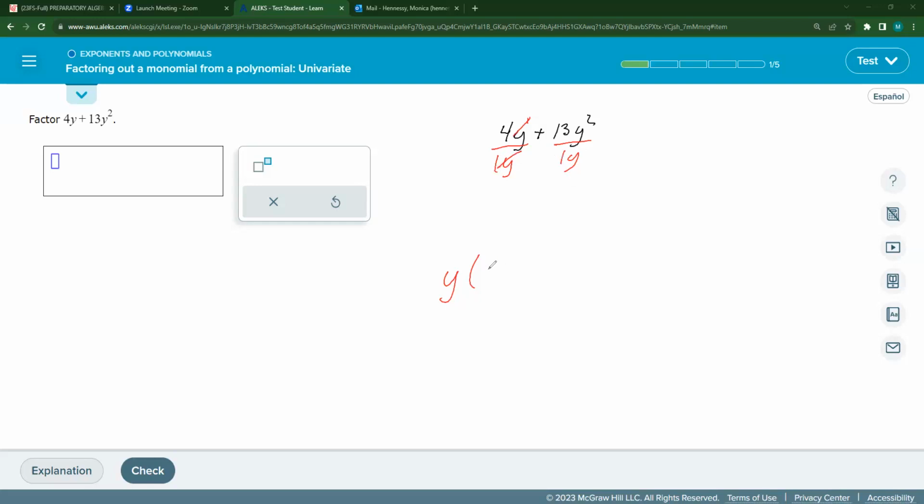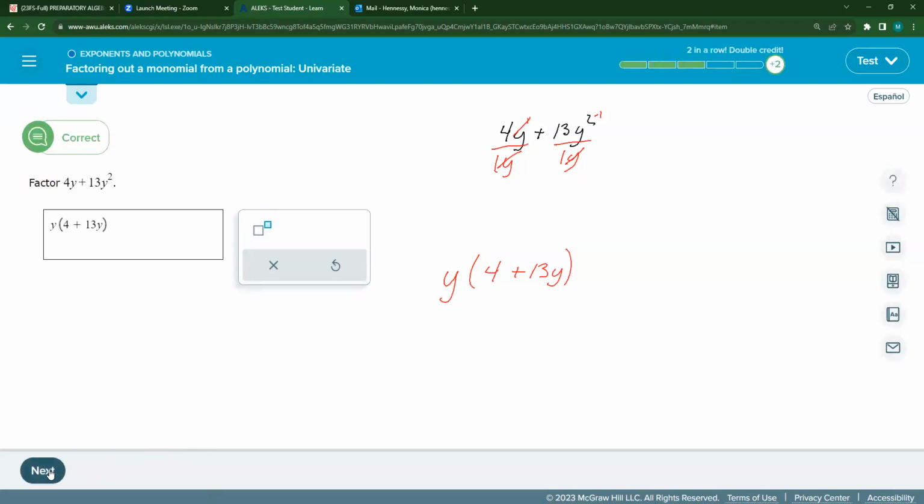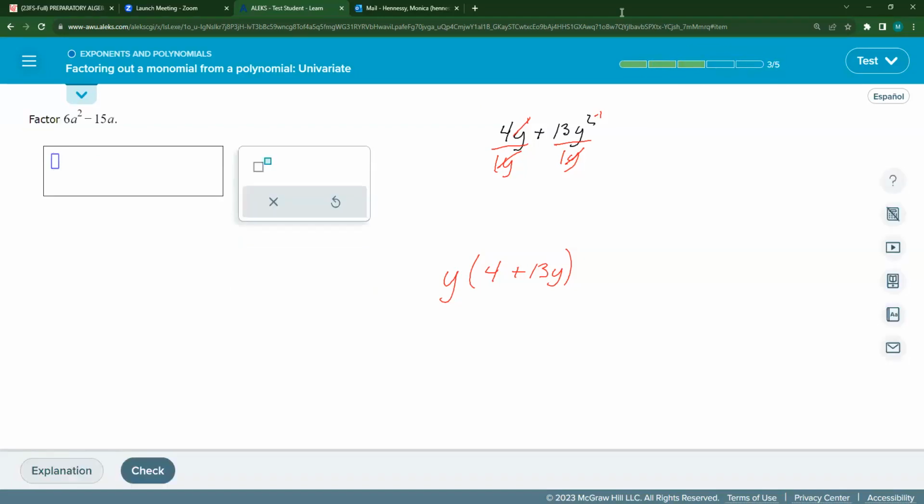This cancels out. I could call it 1y if I really wanted to. 4 divided by 1 is 4. The y's cancel out. 13 divided by 1 is 13. So I have a positive 13. And y, there's more y's on top, which is good. And it will be 2 minus 1 of them. So we will just have y to the first, but we're going to keep that as a hidden one. All right, so we have y, parentheses, 4 plus 13y, and make sure you close your parentheses or it will not be happy.